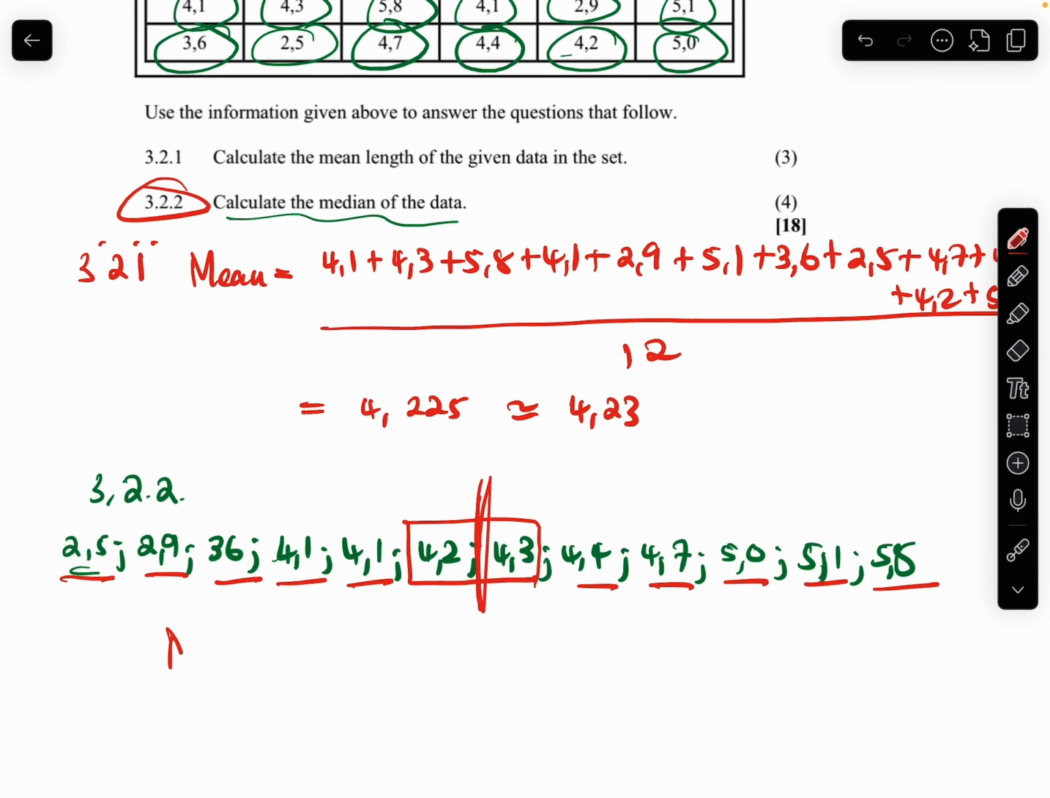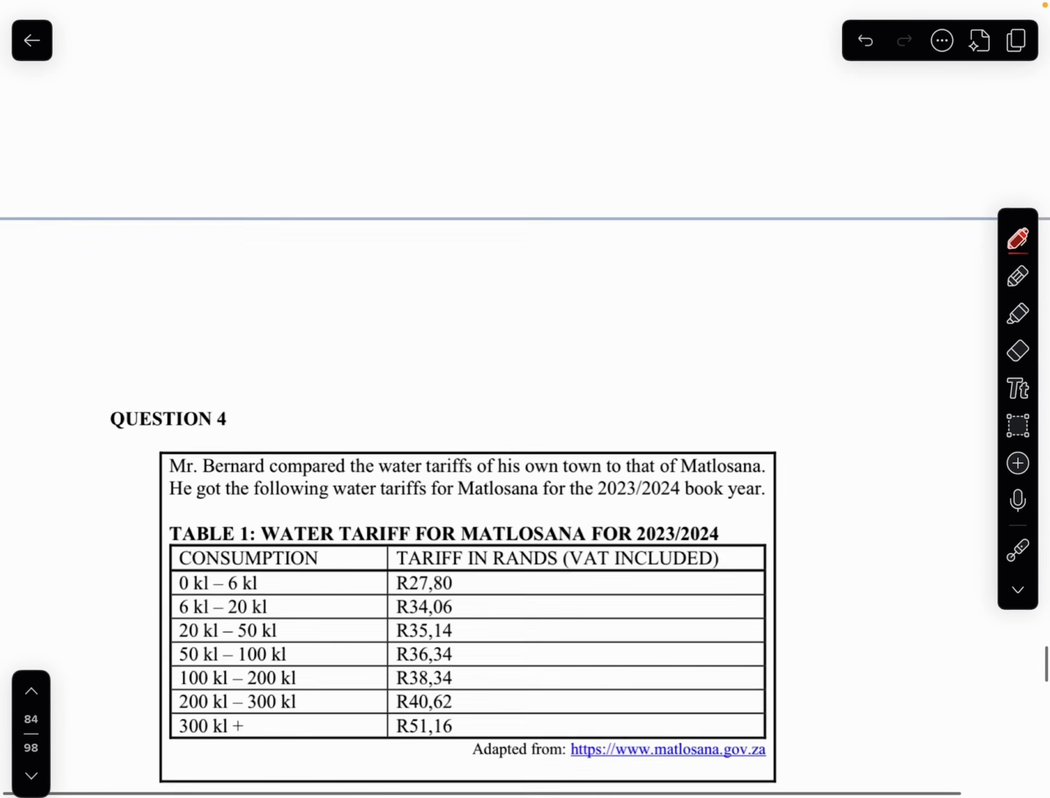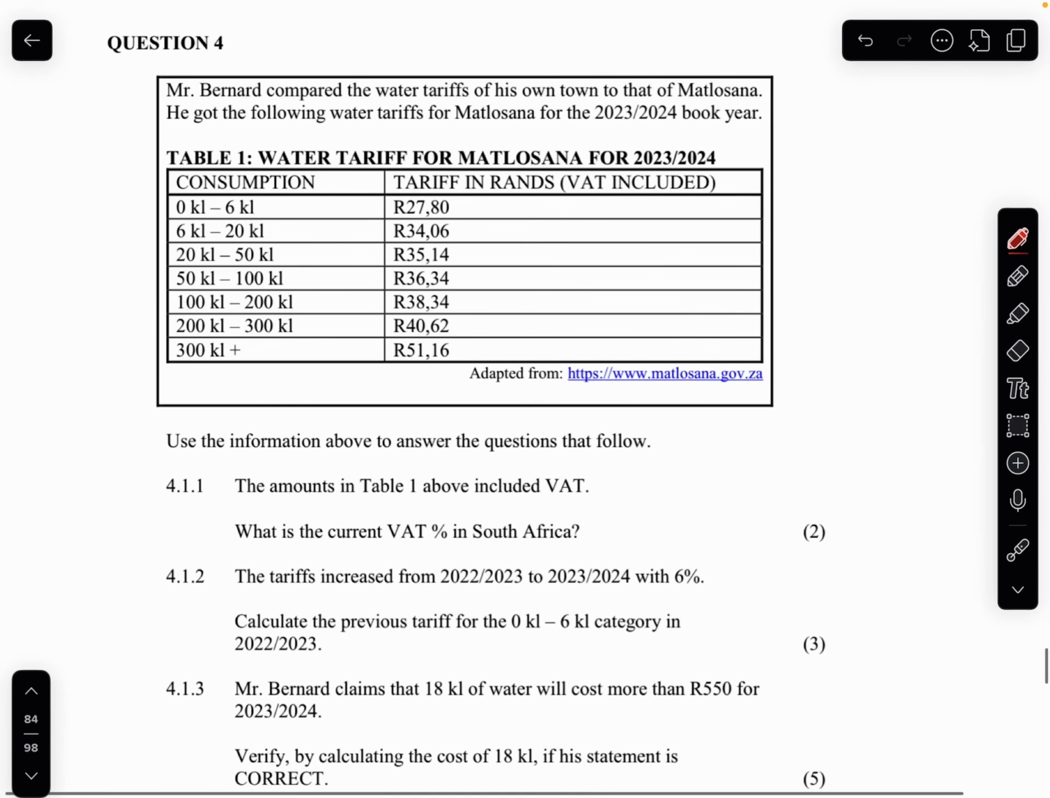So what are we going to do? The median is 4.2 plus 4.3, divided by 2. So it's going to be 4.25. The 4.25 is the number in the middle there. It's the median. I hope, guys, it makes sense. That's an easy one. Question 4.